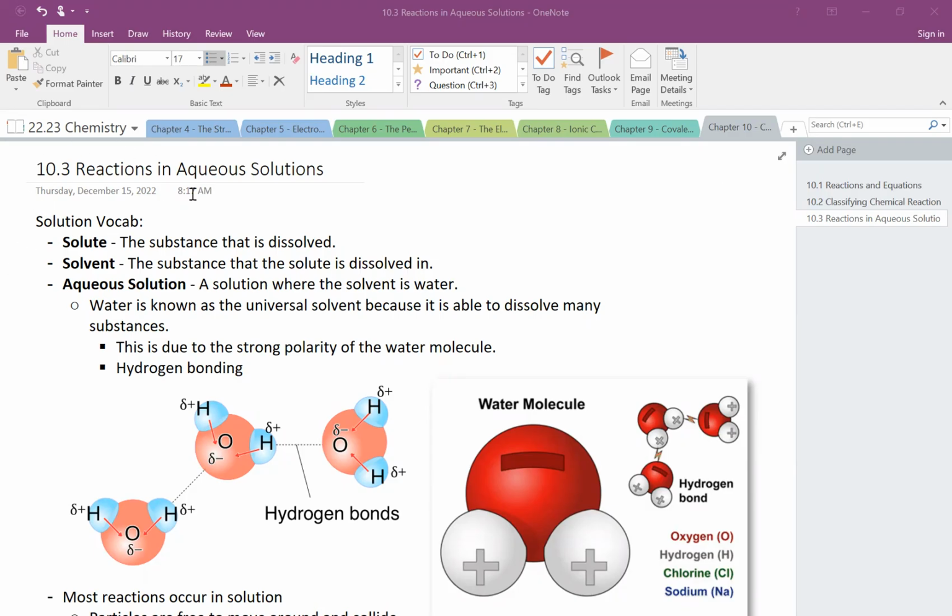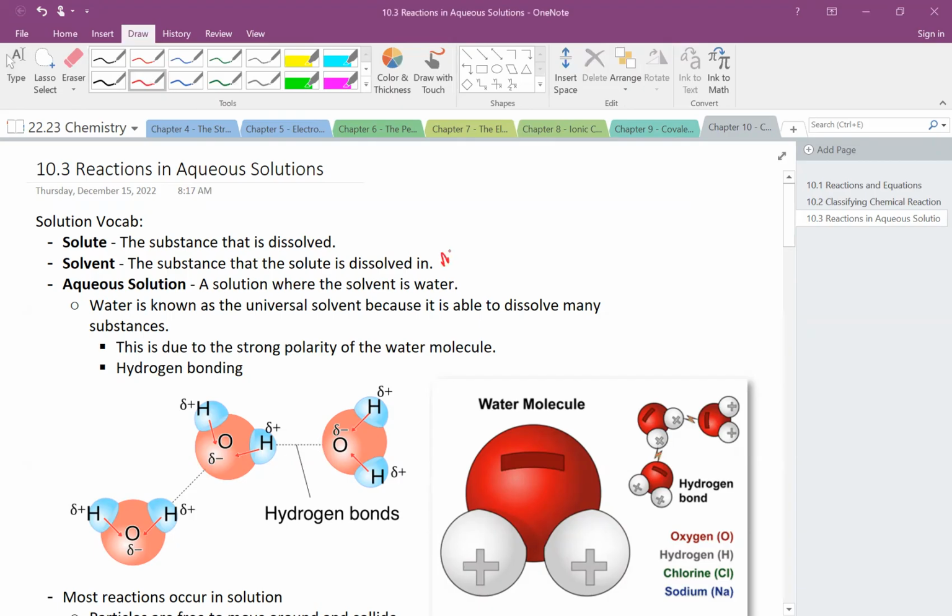So to begin our discussion of reactions in aqueous solutions, let's go over a few quick vocab words. First, a solute is the substance that is being dissolved. The solvent is the substance that the solute is dissolved in. So a quick rule of thumb is that you will always have more solvent than solute, right? So you'll always have more of the thing that's doing the dissolving. An aqueous solution is defined as a solution where the solvent is water.